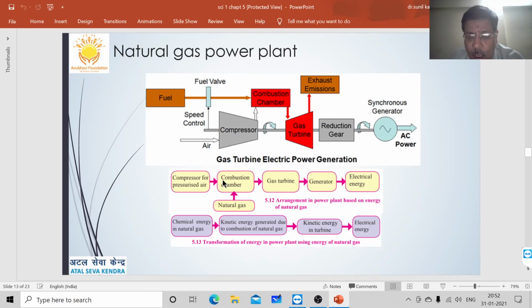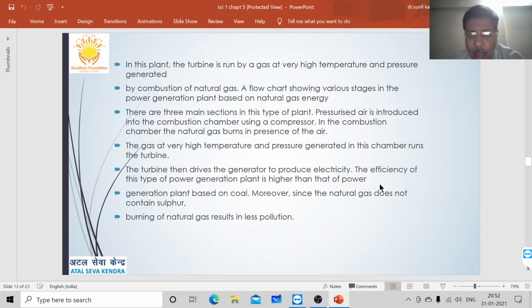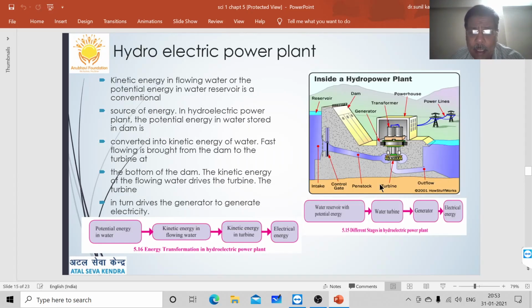We just saw how things happen and how electricity is generated in the natural gas power plant. Thus, again, it's a very advantageous method because it has less pollution, but again the resources of natural gas on this earth are limited, and that can be a very disadvantageous thing in the future. Now coming to the next, that is the hydroelectric power station.